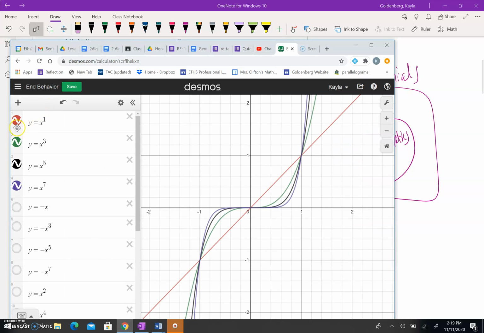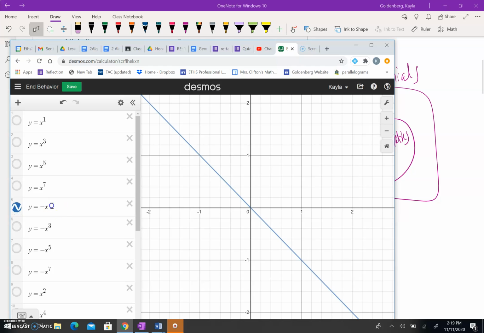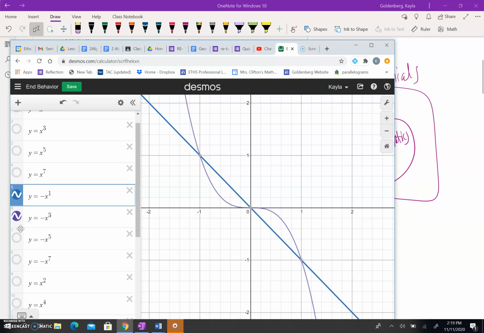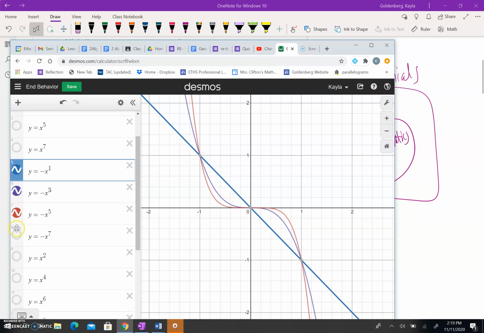So slight tweak. I'm going to turn these off, and we're going to look at it to the first power, right, to the third, to the fifth, and to the seventh. And I'm just going to change this to a different color just for some variety. Notice we've done a reflection, right? What used to be up got reflected down across your x-axis. What used to be down got reflected up.